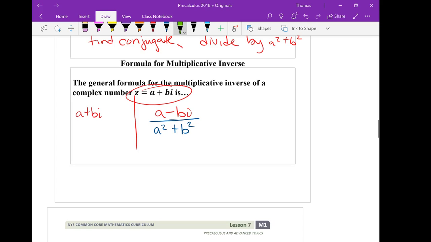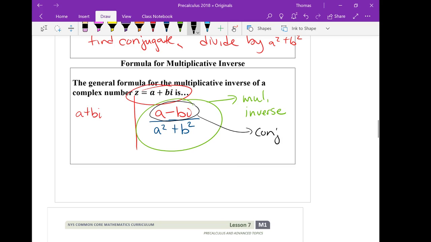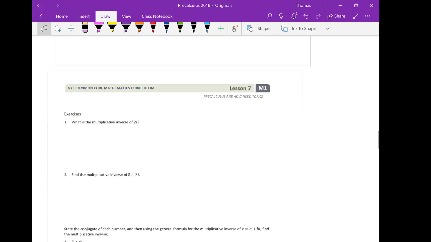And I'm just going to make a note. Altogether, this is the multiplicative inverse. And just this piece on top, just this a minus bi, that's the conjugate of the number a plus bi, just taking the opposite. So we need that and the a squared plus b squared to get our multiplicative inverses.